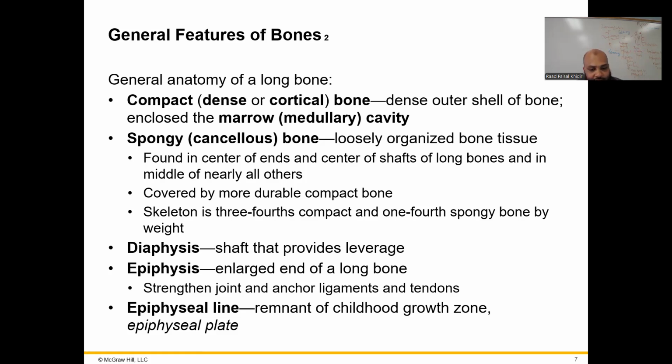The diaphysis is a shaft that provides leverage, and the epiphysis is an enlarged end of a long bone. They strengthen the joint and anchor the ligaments and the tendons. The epiphyseal line is a remnant of the childhood growth bone, the epiphyseal plate.